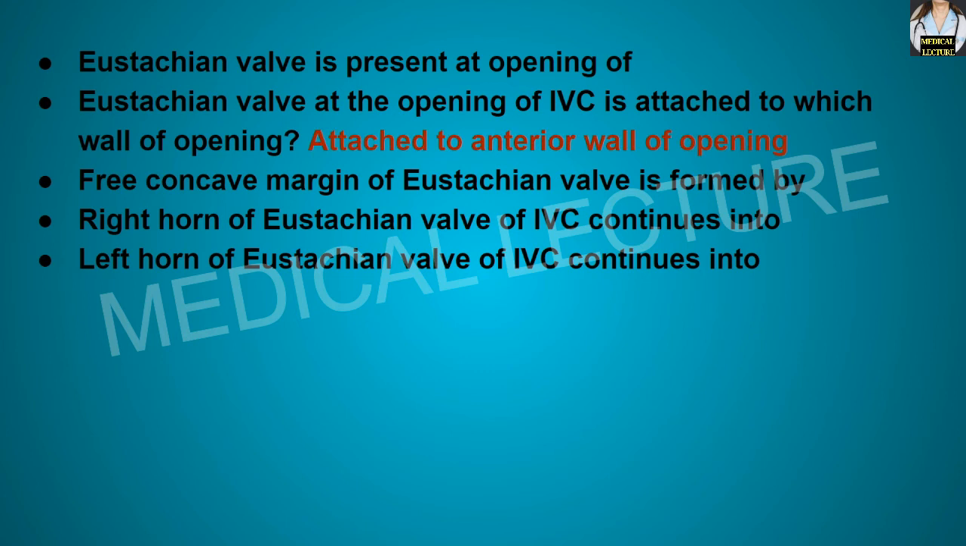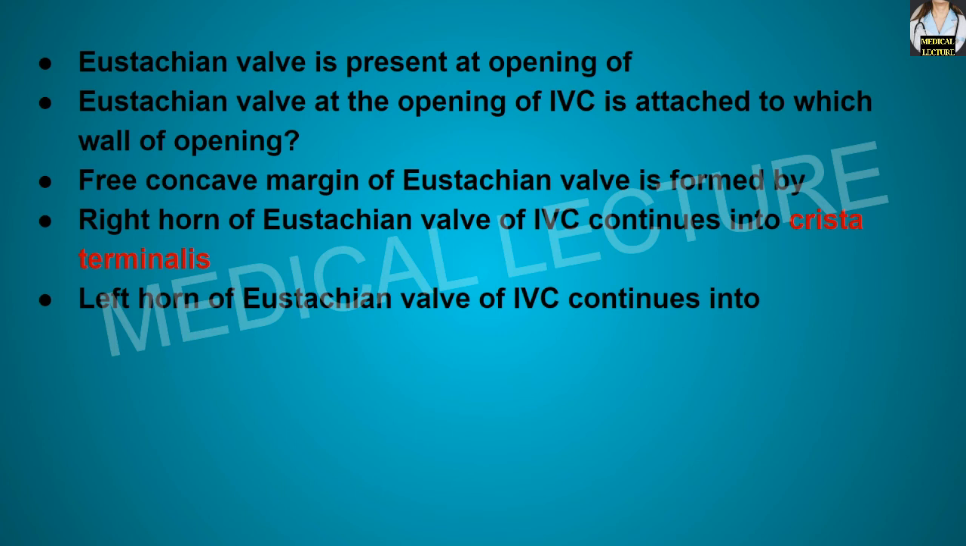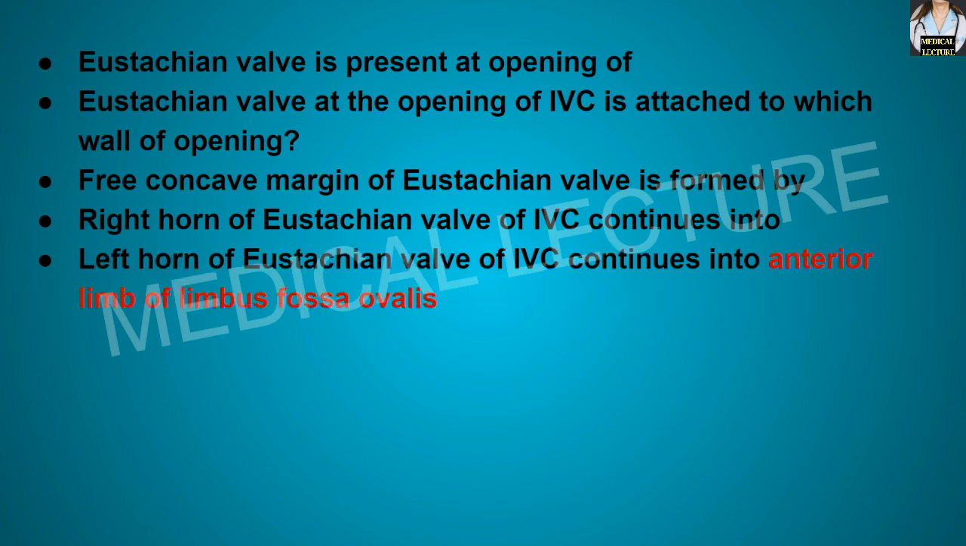Free concave margin of the eustachian valve is formed by endocardial duplication. It projects into the right atrium and it has right and left horns. Right horn of eustachian valve of the inferior vena cava continues into crista terminalis. Left horn of eustachian valve of the inferior vena cava continues into anterior limb of the limbus fossa ovalis.